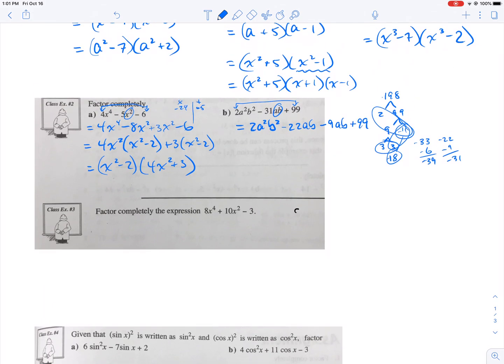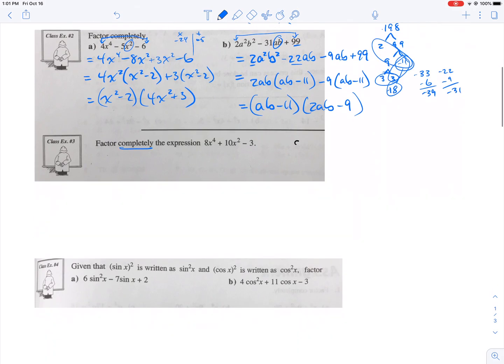Plus 99. Also a hint too is look at this factor. It's going to be common with this one, something maybe, and then something common with 99. But anyway, it's all a journey. 2AB, AB minus 11, and then minus 9, AB minus 11. So we get AB minus 11 and 2AB minus 9. Great.